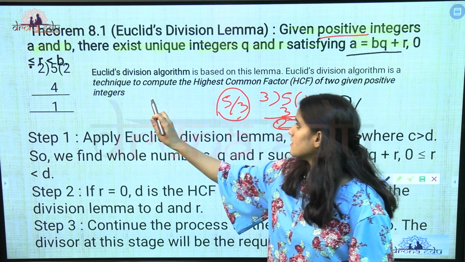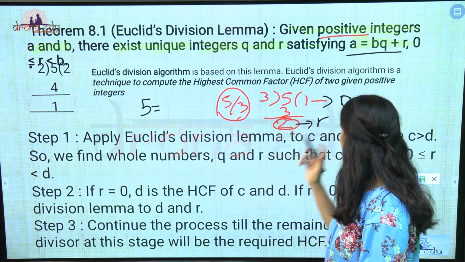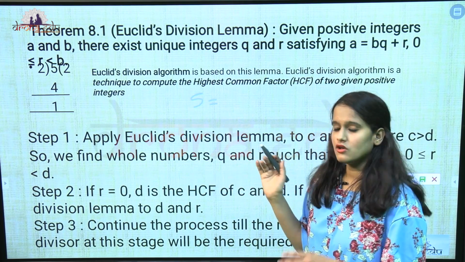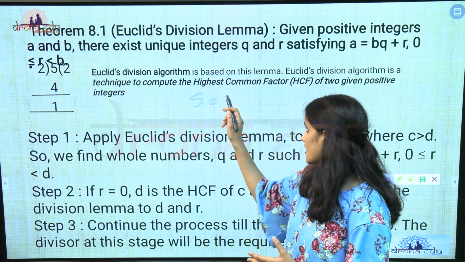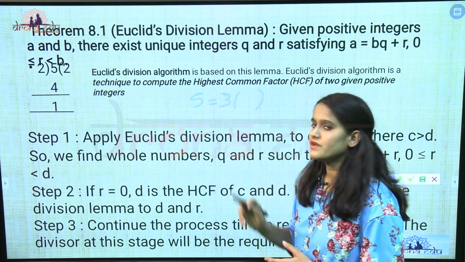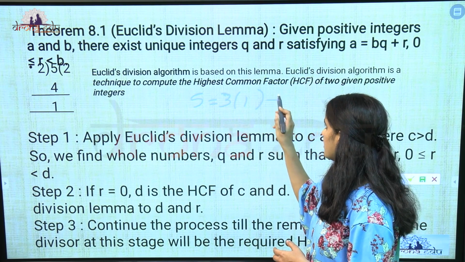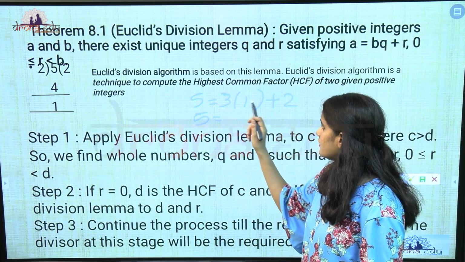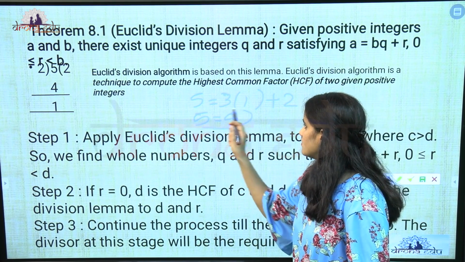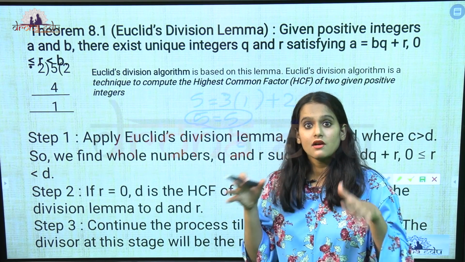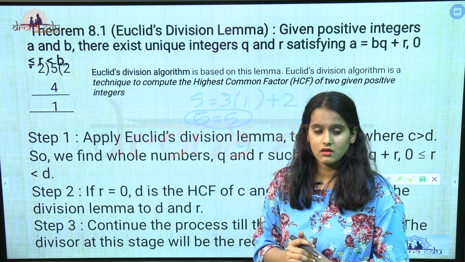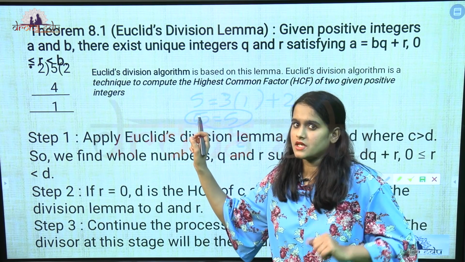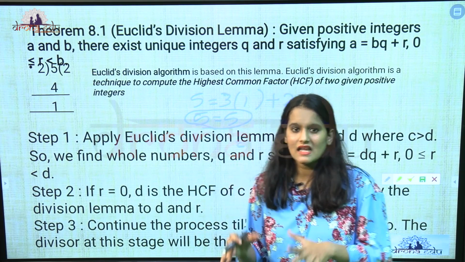a is nothing but the dividend, so I can write 5 = bq + r. Here b is the divisor, which I took as 3, into q, the quotient, which was 1, plus the remainder 2. So if you observe, you get 3 into 1 is 3, plus 2 is 5. That's it. It's very simple, right? We can also see the remainder was 2. It is always less than the divisor and it can be greater than or equal to 0, but it is less than the divisor. That's what the statement says.